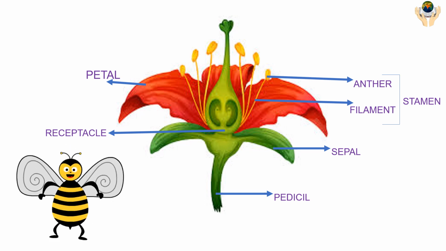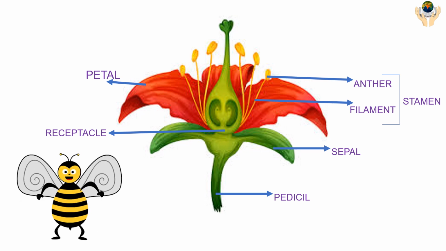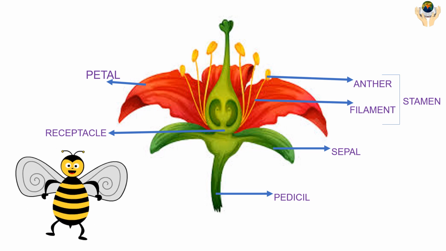Receptacle. It's the part of the flower to which the stalk is attached. It is small and found at the center of the base of the flower.